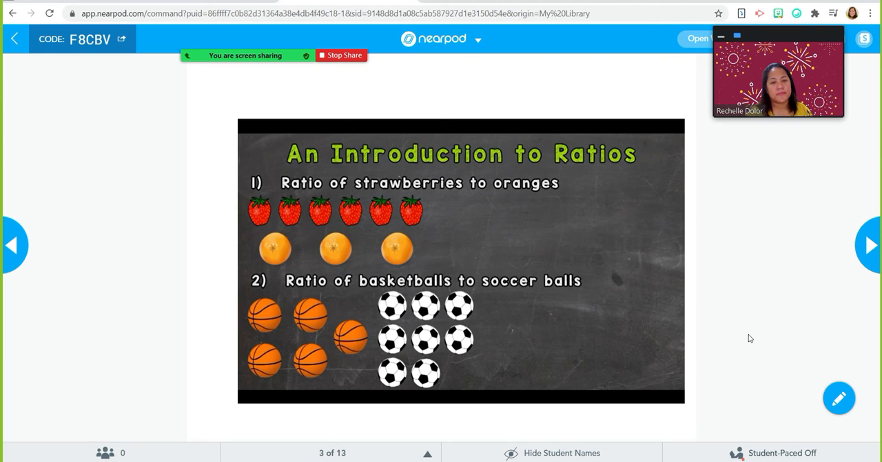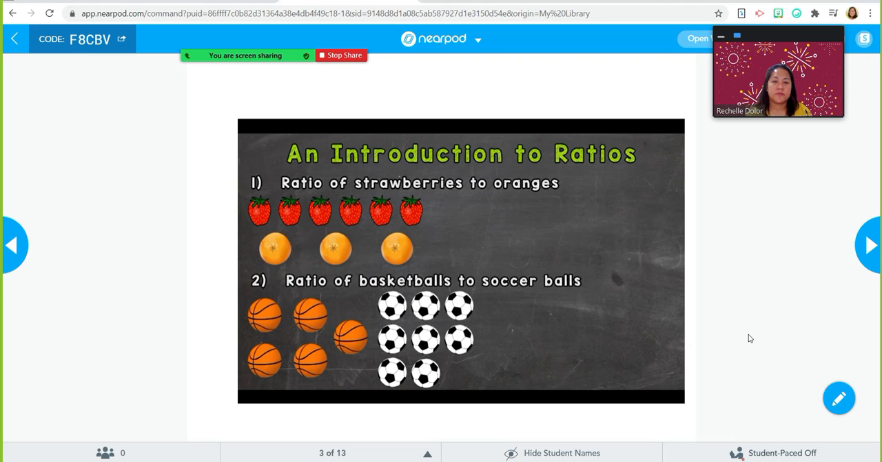Now, when we're talking ratios, a ratio shows the relationship between different amounts. So we're going to take a look at the quantity of one thing, right, the number of something, compared to the number of something else. So for example, number 1, we have the ratio of strawberries to oranges. So we're going to compare the quantity or number of strawberries to the quantity or number of oranges. And there's a few different ways we can write these ratios out.